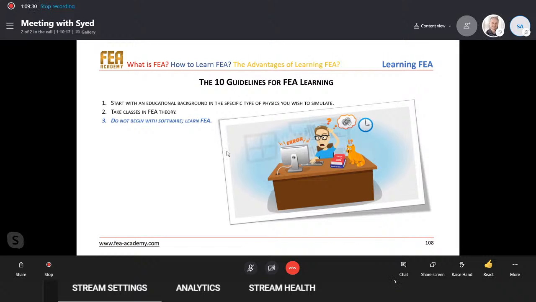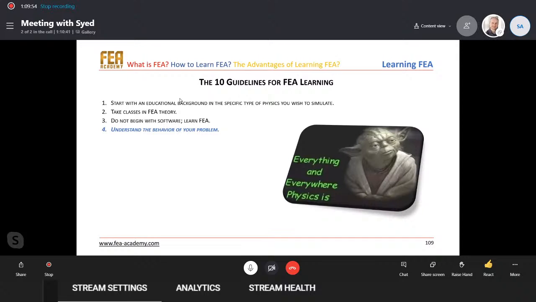The third guideline I want to give you is do not begin with software. Learn FEA. The software enables you to build and examine the models, but it is dangerous to use it without understanding the underlying concept of modeling. Whatever software you use, the modeling techniques will remain the same. Okay? In your learning process, you have to understand the behavior of your problem.